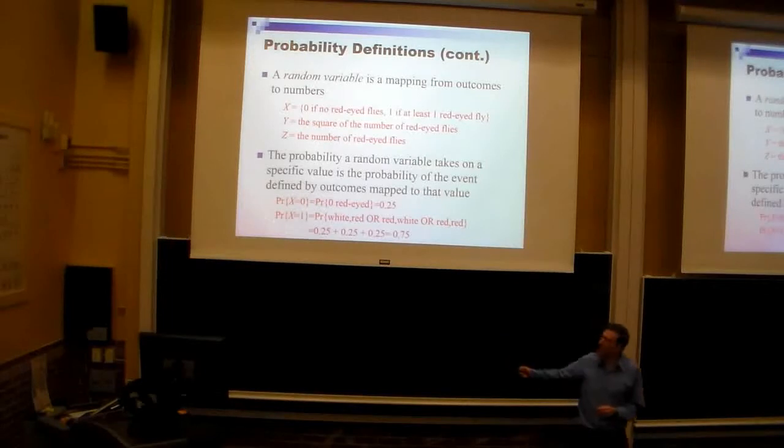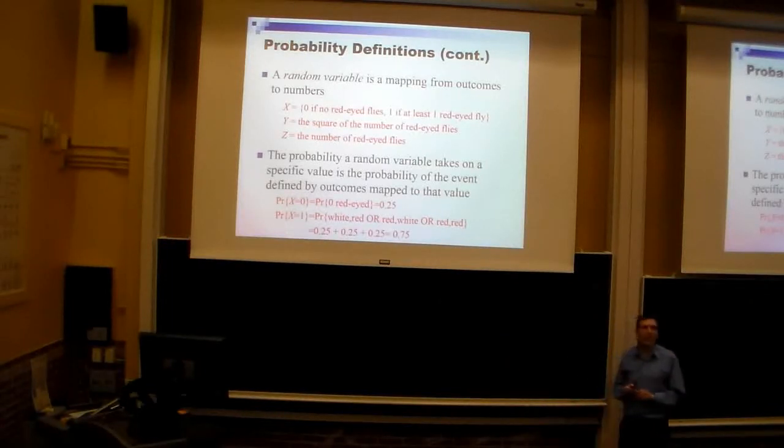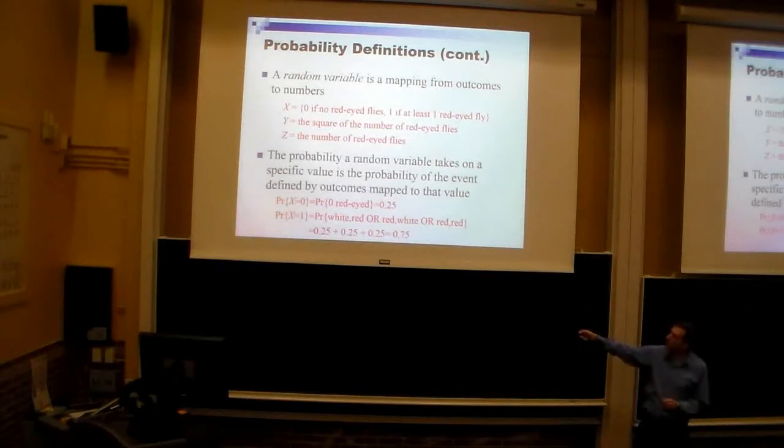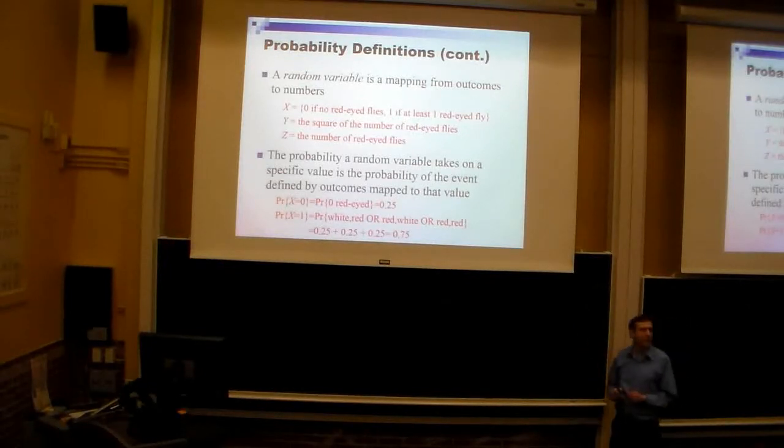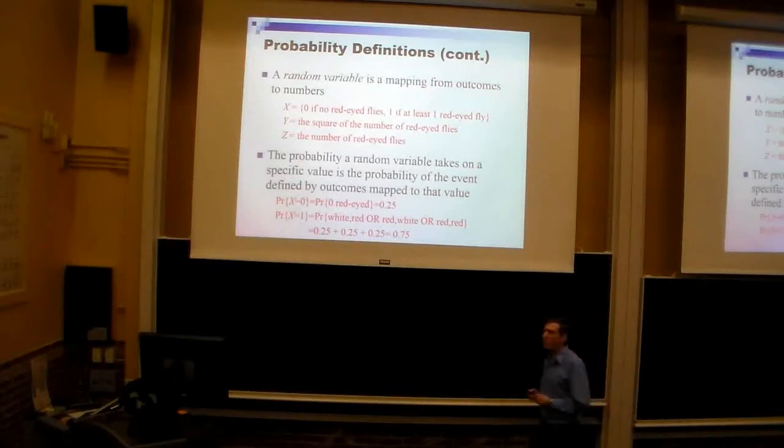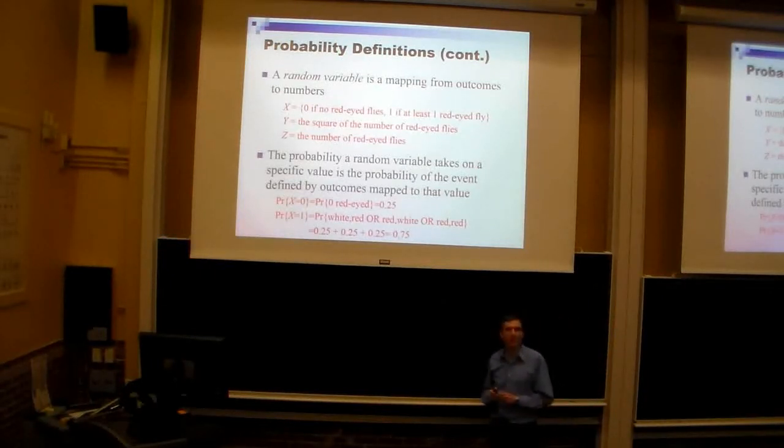And likewise, the probability x is 1 is the sum of the probabilities of the outcomes that give you x equals 1. So either white-red, red-white, or red-red all correspond to x equals 1. And so we get a probability x equals 1 is 0.75. So that would be the probability density for that random variable for this experiment.